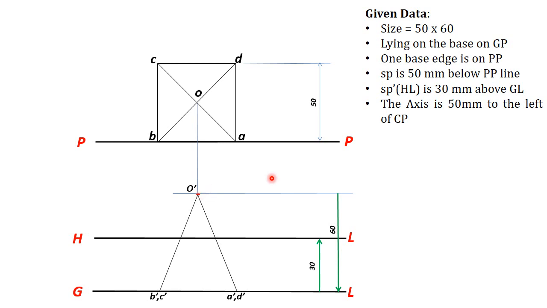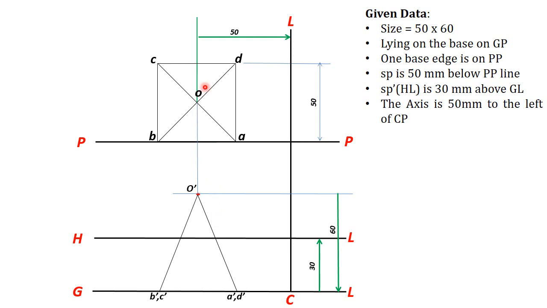Next you find the center line. In this problem they are given the axis of the pyramid is 50 mm to the left of the central plane. That means the central plane is 50 mm to the right of the axis, because we have drawn the top view and front view of the object first.